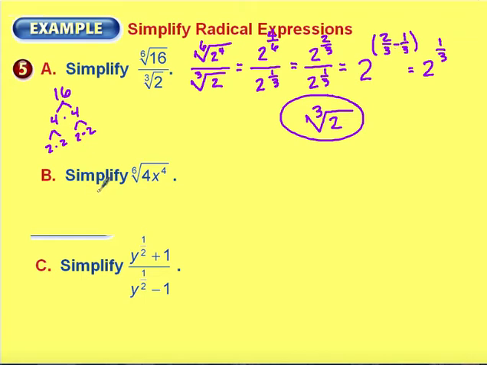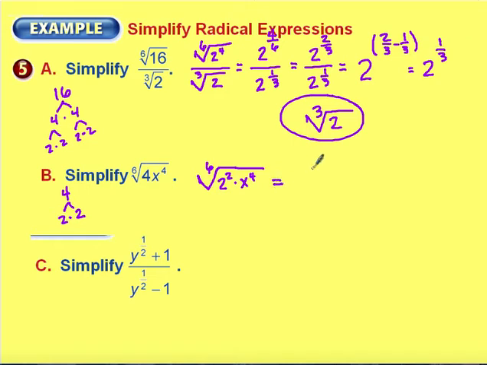All right, so let's look at example B here. It's the 6th root. Now, it's the 6th root of everything inside. It's the 6th root of 4. It's the 6th root of x to the 4th. So I'm going to break that 4 down, and I'm going to see that it is a pair of 2's. So this is going to be the 6th root of 2 squared times x to the 4th.